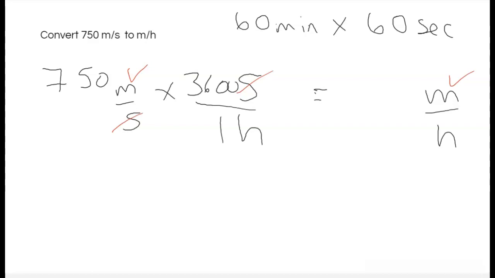And so I go ahead and work this out. Again, I'm going to say my 750 times 3,600 divided by 1, which of course is not going to change my value at all.